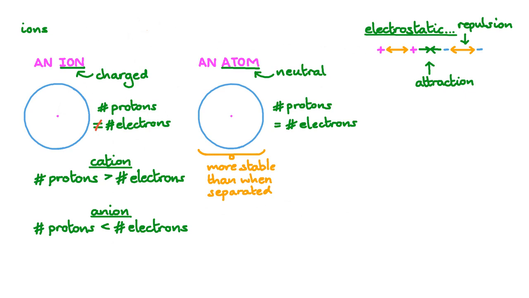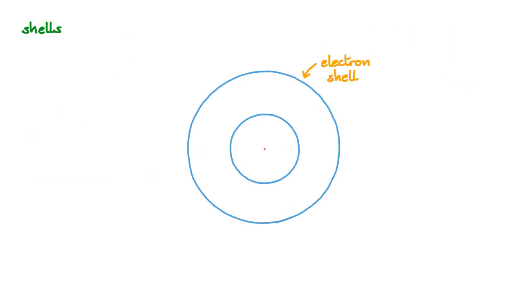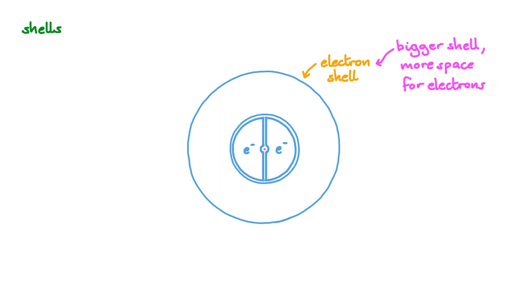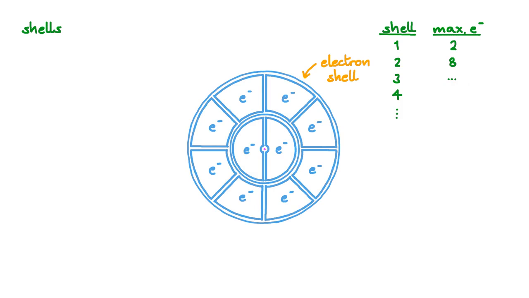To understand why, we need to zoom in. When electrons are added to a nucleus, they start to fill out space and occupy what we call shells. The bigger the shell, the more electrons it can contain. Electrons can't occupy the same space at the same time, so when electrons are added to the nucleus, the electrons fill up space like tiers at a stadium. The first electron shell can contain only 2 electrons. But the second shell can contain 8, and as shells get bigger, they can fit more electrons.